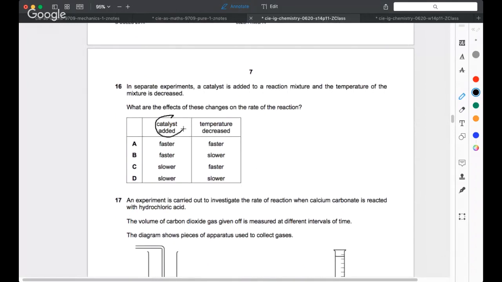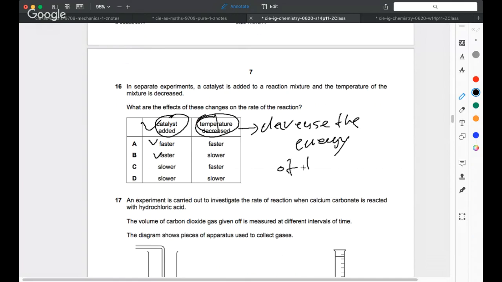Yeah, so a catalyst will speed up the reaction. So it will make the reaction faster. And the decrease in the temperature will decrease the energy of the molecules. So temperature decrease will lead to a decrease of the energy of the molecules. So the reaction will obviously be slower. So B is the answer.